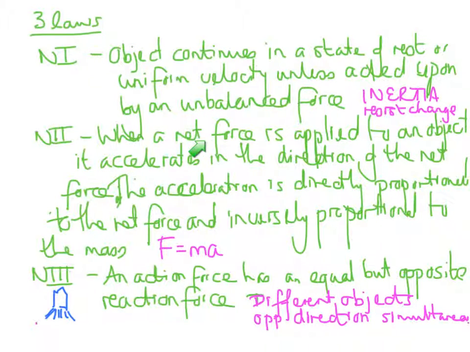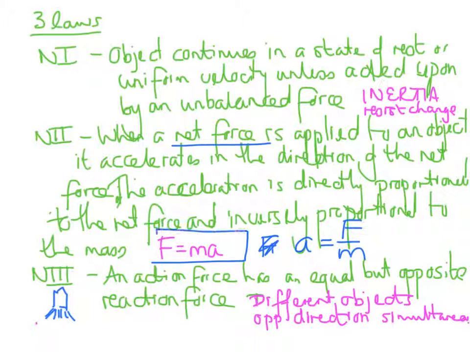Newton's second law, when a net force, remember we can use the equation to help us. So force is equal to mass times acceleration, which means that acceleration is equal to force divided by mass. And therefore, when a net force is applied to an object, it accelerates. That acceleration is going to be directly proportional to the force and inversely proportional to the mass.